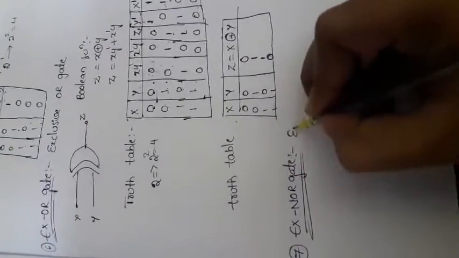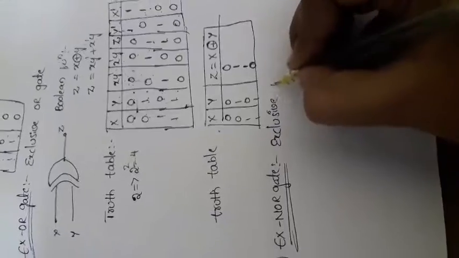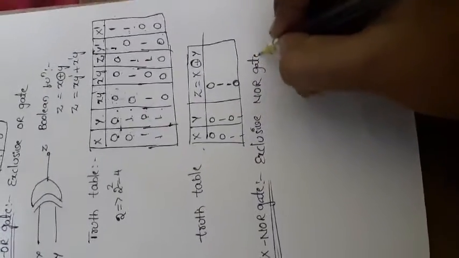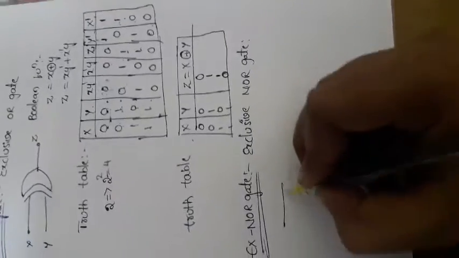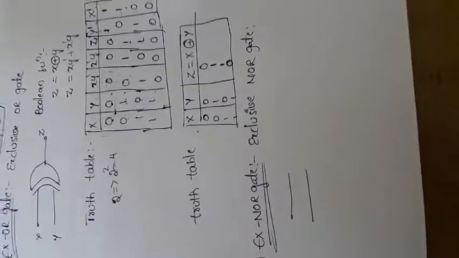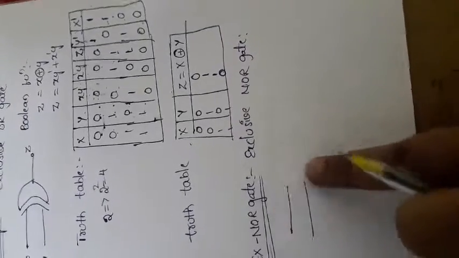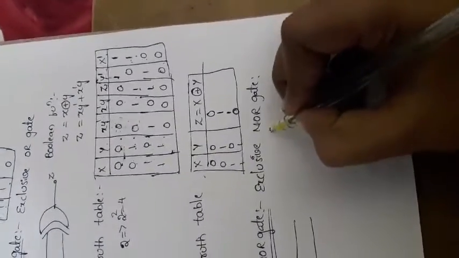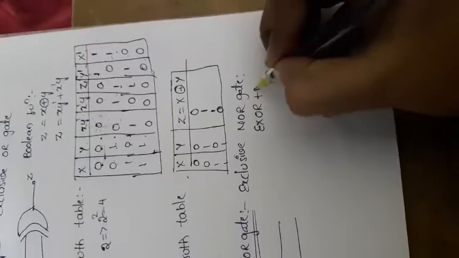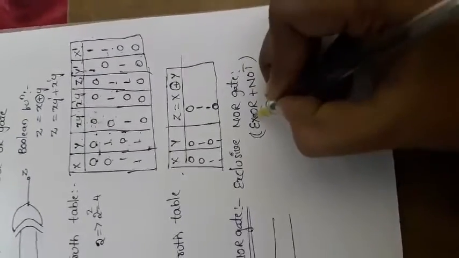Now we'll go for the next gate, that is the exclusive NOR gate, XNOR gate. This we can call the exclusive NOR gate. The exclusive NOR gate is exactly the complement of the XOR gate. It is the same, but it is the complement of XOR. How to write it? Exclusive NOR means XOR plus NOT. This is the exclusive NOR gate.